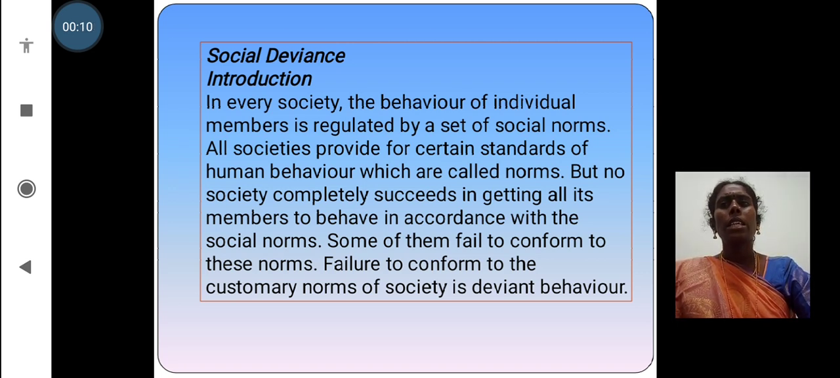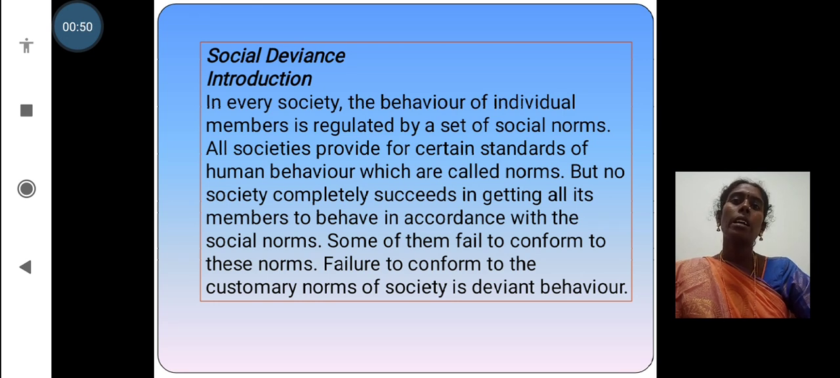Introduction. In every society, the behavior of individual members is regulated by a set of social norms. All societies provide certain standards of human behavior, which are called norms, because our society has certain rules and regulations. We are following the rules and regulations, so we are always within them; that is called norms. But no society completely succeeds in getting all its members to behave in accordance with these social norms. Some of them fail to conform to these norms.